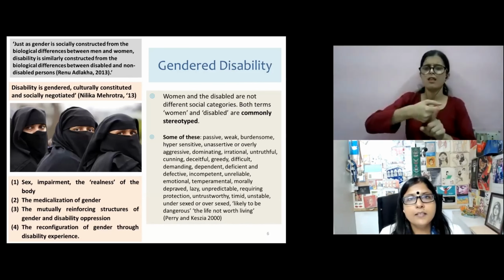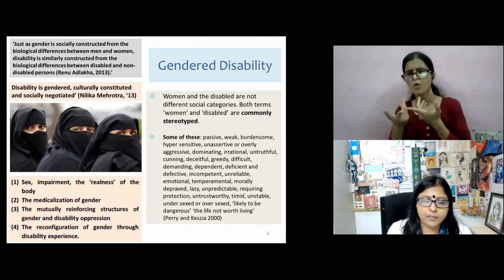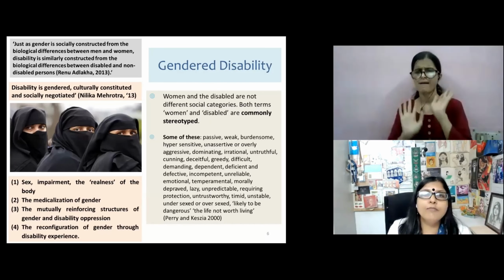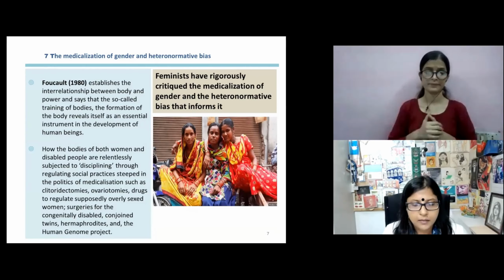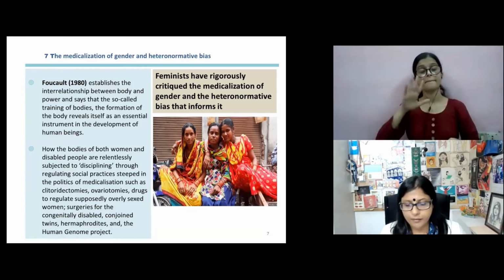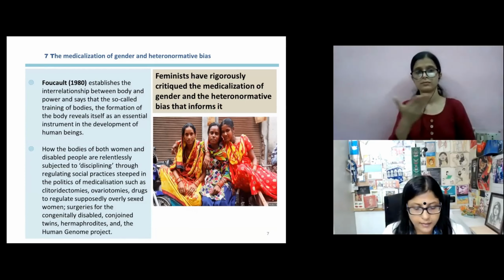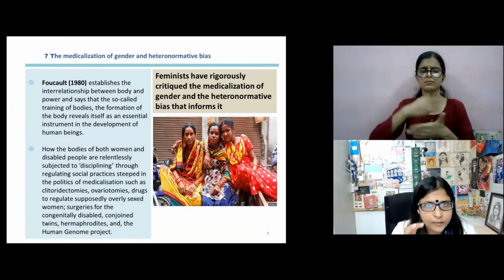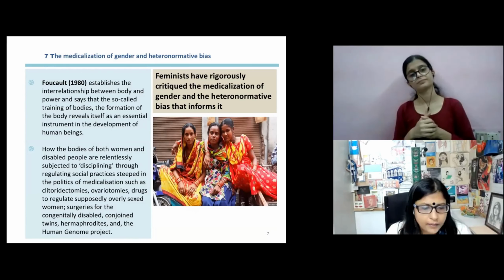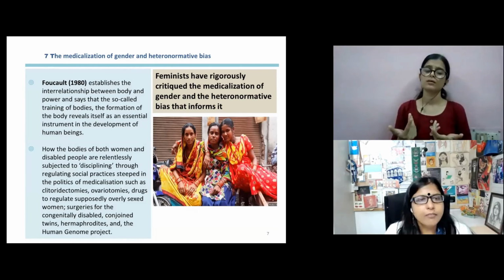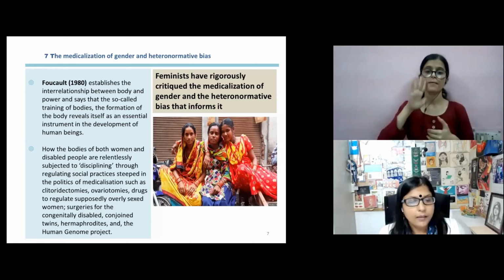And she says these images have real consequences in terms of education, employment, personal relationships, and so on. And they in turn reinforce images in the public sphere. So the body becomes an important marker of identity for both women and disabled people. And Foucault in 1980 establishes the interrelationship between the body and power. But I'm referring to him in the context of medicalization because he says that, in the so-called training of bodies, the formation of the body reveals itself as an instrument which is essential in the development of human beings.